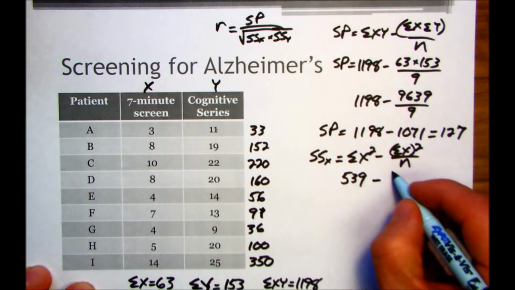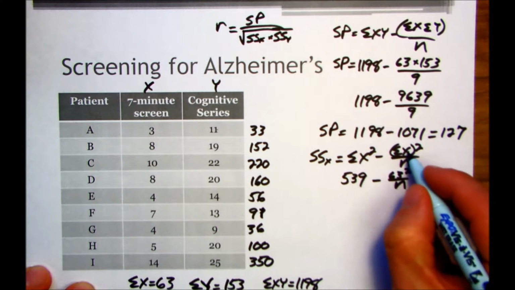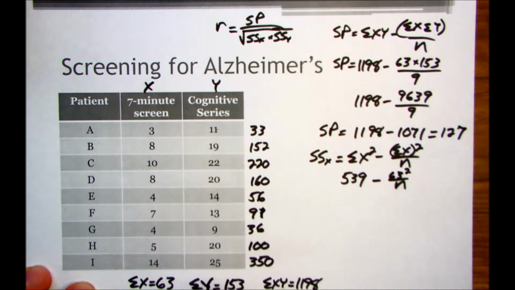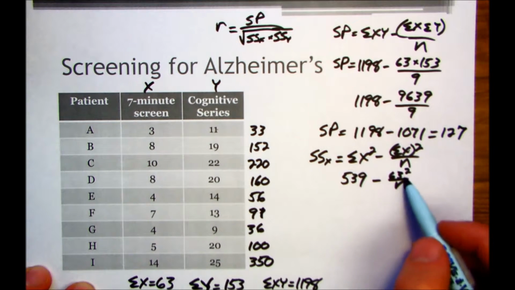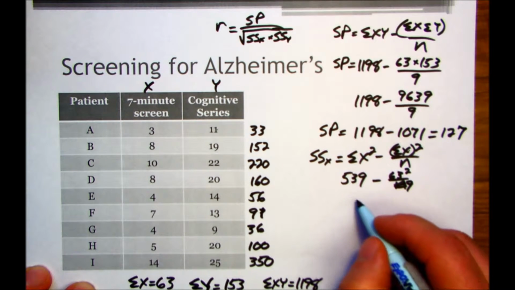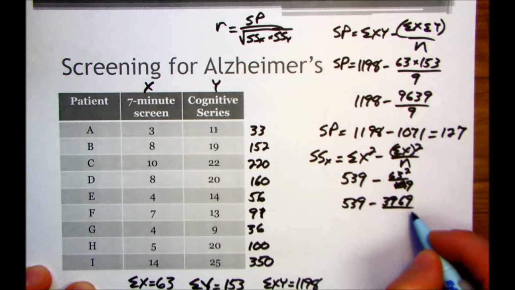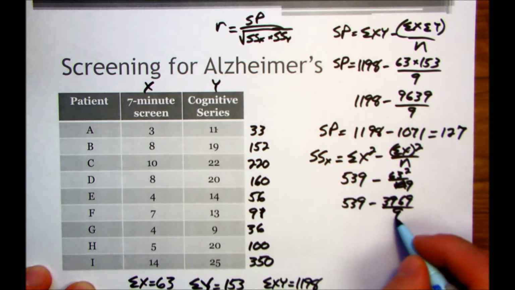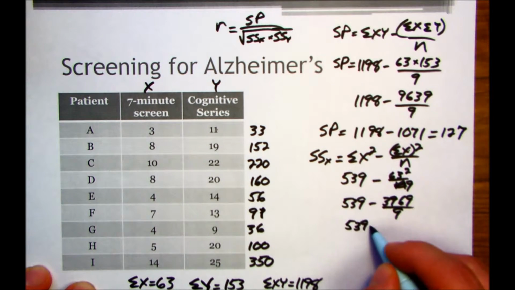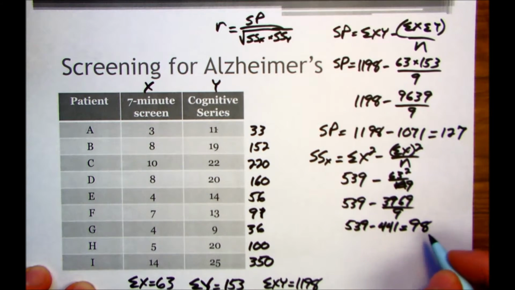And then over here, we've got 63 squared divided by n. How do we get that 63? That's the sum of x here. We put that there, 63 squared divided by n, which was 9. So 539 minus, and then we got 3969 divided by 9. 539 minus 441, and that gives us 98. So our sum of squares for x is 98.